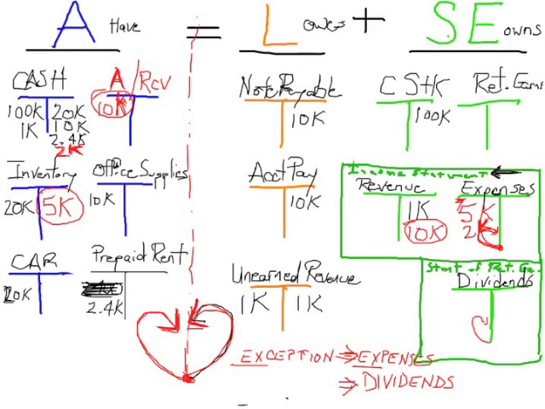I've done a bunch of transaction analysis examples. Remember that the exception to the rule of everything on the left gets debited to increase and everything on the right gets credited to increase. Remember the exception. Expenses and dividends function a little like assets. The exception is expenses and dividends.